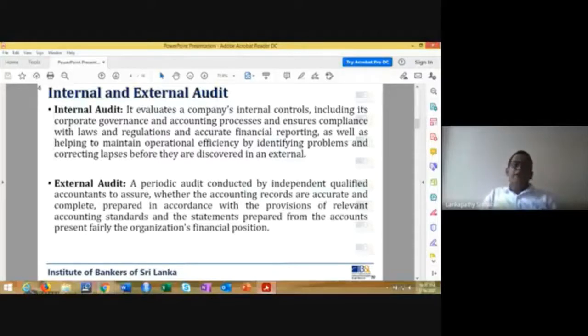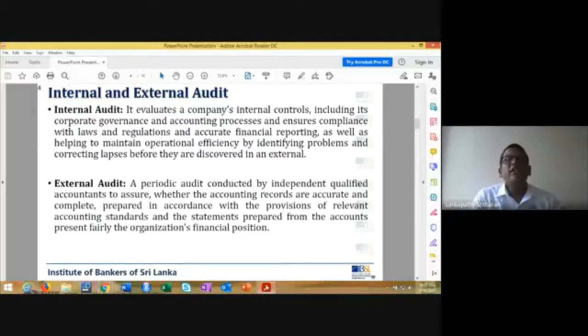What is internal audit? It evaluates the company's internal controls, including its corporate governance and accounting process, and ensures compliance with laws and regulations and accurate financial reporting, as well as helping to maintain operational efficiency by identifying problems and correcting lapses before they are discovered in an external audit. Normally, the internal auditor or internal audit department is responsible for giving assurance to the top management that internal control procedures are in place.